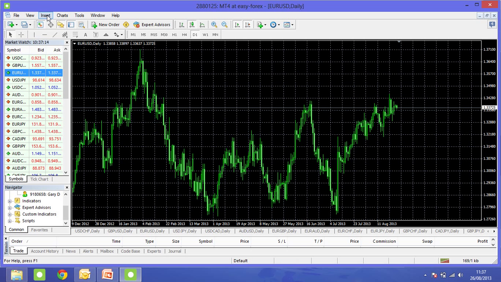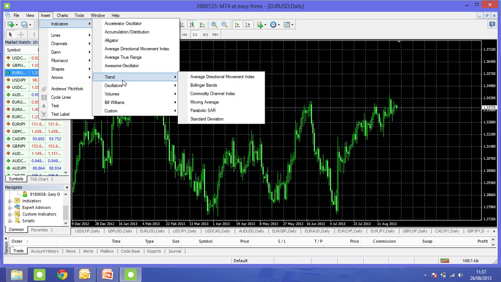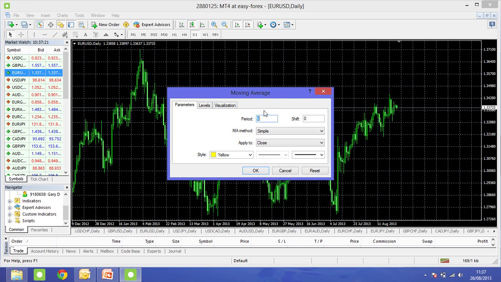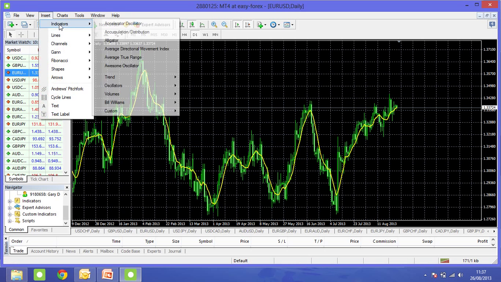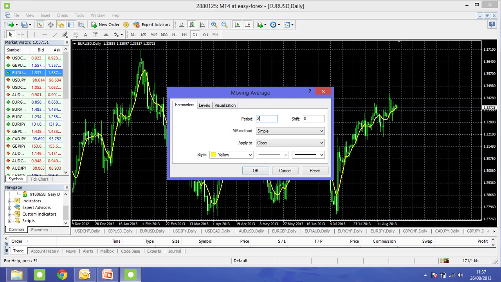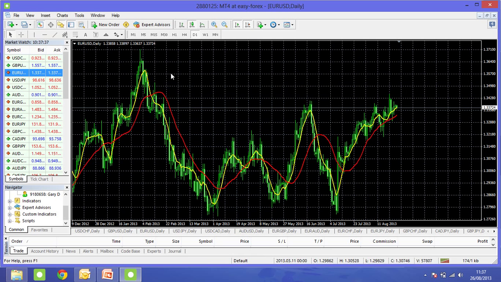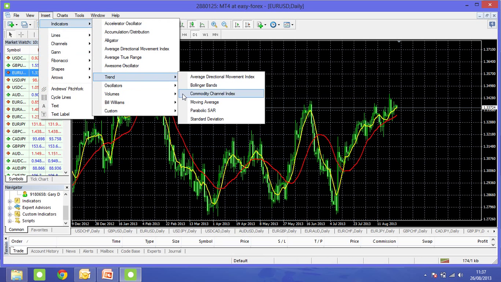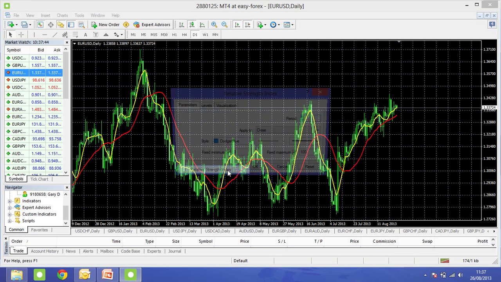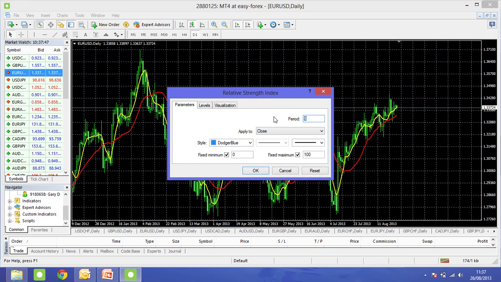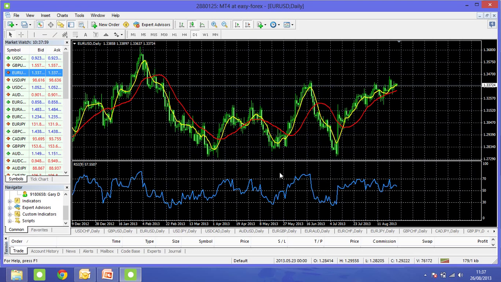Now we need to put our indicators on, so we go to Insert, Indicator, Trend, Moving Average. The first moving average we want to put on our chart is a 6-period simple moving average, so click OK. Second one we want to put on our chart is a 21-period simple moving average. We just change the colour so that we can tell which one's which. Click OK. Then we go to Insert, Indicators, Oscillators, Relative Strength Index, and we choose RSI. So you want to change your period there to 9 from 14. Most chart packages will tell you it's 14, but I use 9 because it gives us a slightly faster signal. And click OK, and it puts our RSI on our chart.